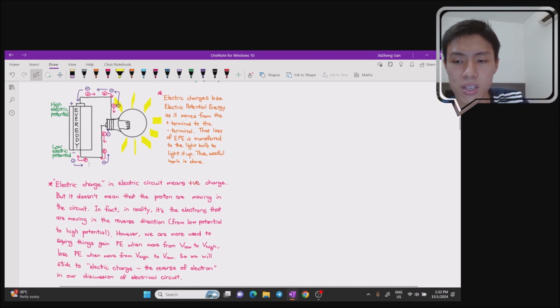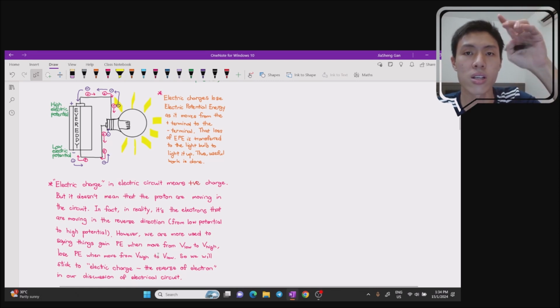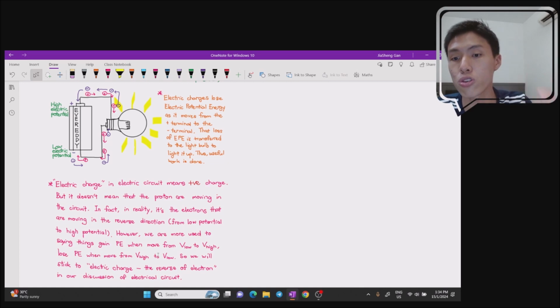Let me clarify things a bit. We are very used to saying that we gain energy when we go from lower ground to higher ground, but we lose potential energy when we go from high to low. Very easily imagine, if you make something fall to the ground, in the process of falling we lose potential energy. So that's what we are used to. So what we'll do is stick to electric charge, which is the reverse of electrons, in our discussion of electric circuits. So what does it actually mean?